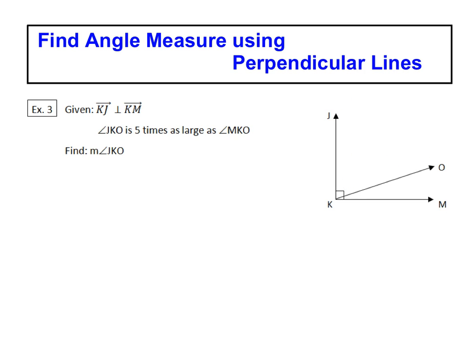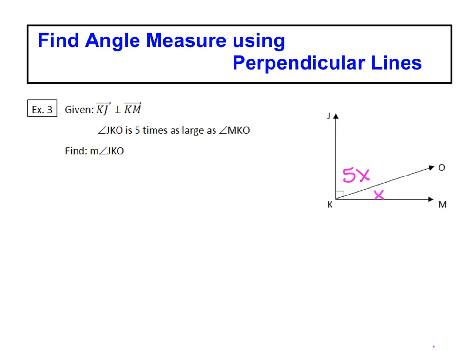Alright, so here's what we can do. We're going to go ahead and label angle MKO, so the smaller one right here. We're just going to say that that has a measure of x. We don't know what it is, but that is x. Now, if JKO is 5 times as large as this, how do you think we can label that larger angle? We can go ahead and say it's 5 times x, or 5x.